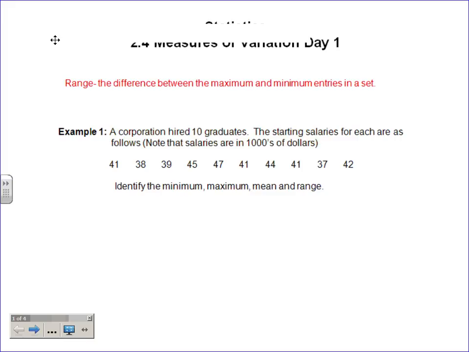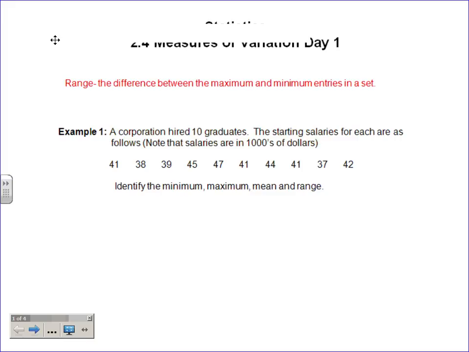And what I'll do here is I'll just say this is a corporation that hired 10 graduates. I think 10's a nice small number to deal with as far as this. We don't need to be looking at 100 bits of data here. The starting salaries for each are as follows. Note that the salaries are in thousands of dollars. You will find out real quick as we go through this. We're going to be using these numbers a lot today. Why we don't have 41,000, 38,000, and 39,000 written, you will find out real quick.